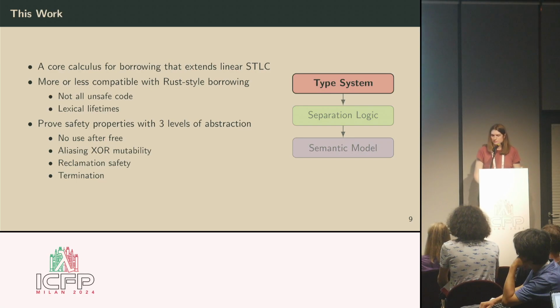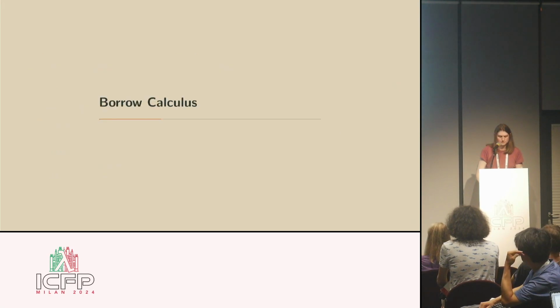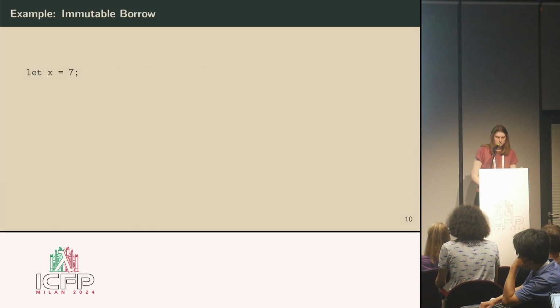Okay, so I'm going to start from the very top with the type system. So I'm going to start with an example. This program allocates integer 7. It's implicitly boxed. x is actually a pointer.